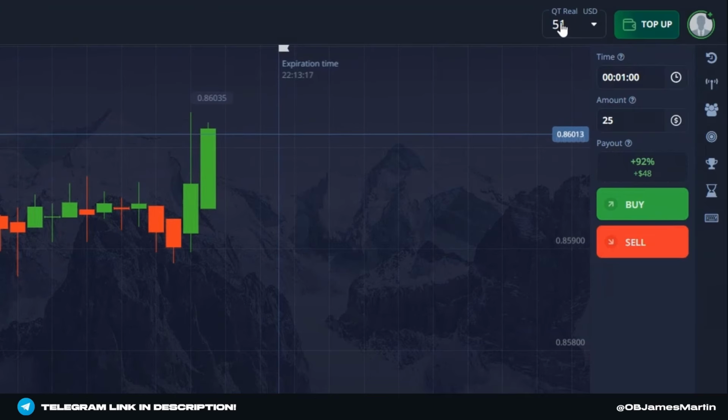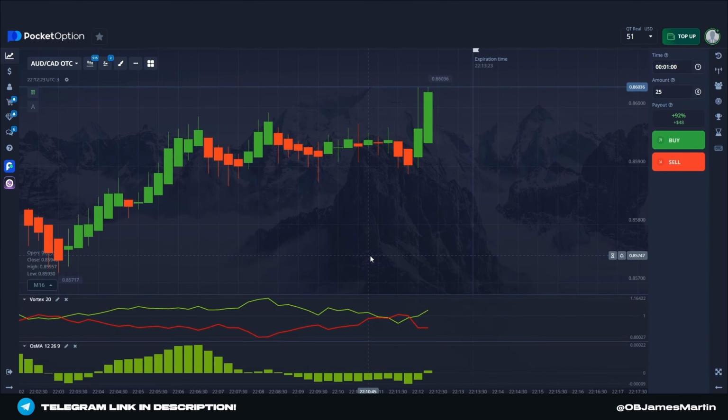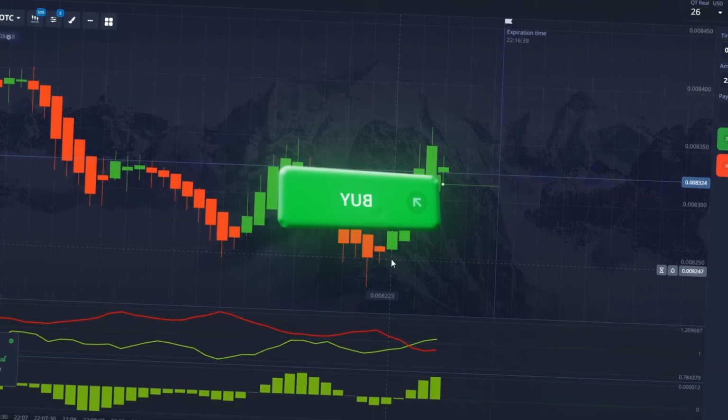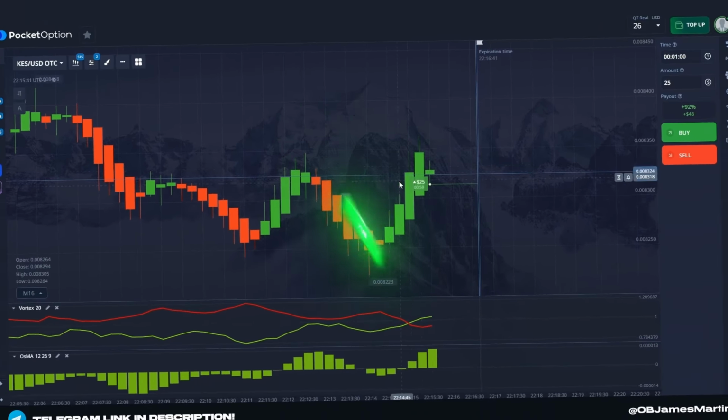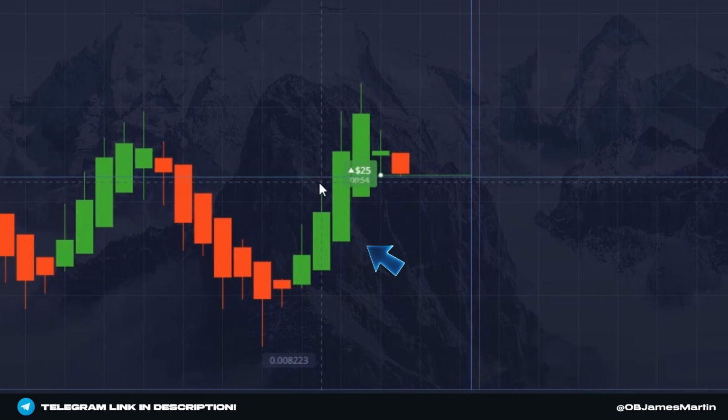I'm going to start with 1 minute expiration time, and let's make our first operation with 25. So let's start with the trend, guys. Here we have a very good opportunity for a buy trade. When we enter the buy, the opportunity is at that specific level. The first thing we need to look at is the intersection of the Vortex indicator, and the trend is obvious.